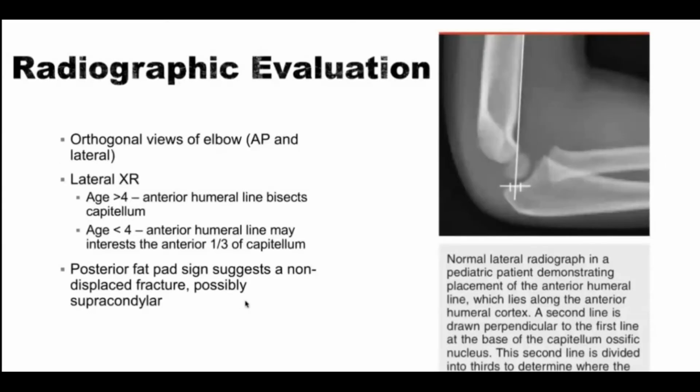In terms of radiographs, we're going to get orthogonal views. We talked about an AP and lateral of the elbow, and the lateral x-ray is usually where, for more minor supracondylar fractures, we decide if the patient needs surgery or not. And then again, a posterior fat pad sign would be for the most mild of fractures, which would suggest a non-displaced fracture.